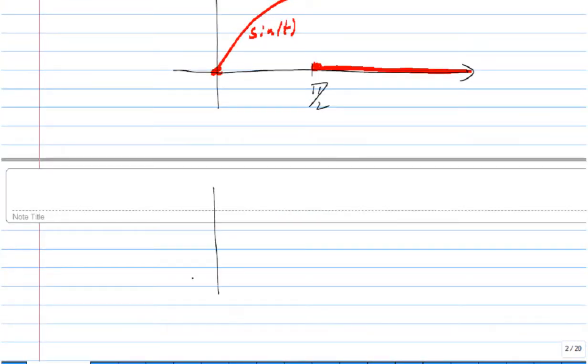So this is the definition again of u_c. It's 0 and 1. So this is u_c of t.